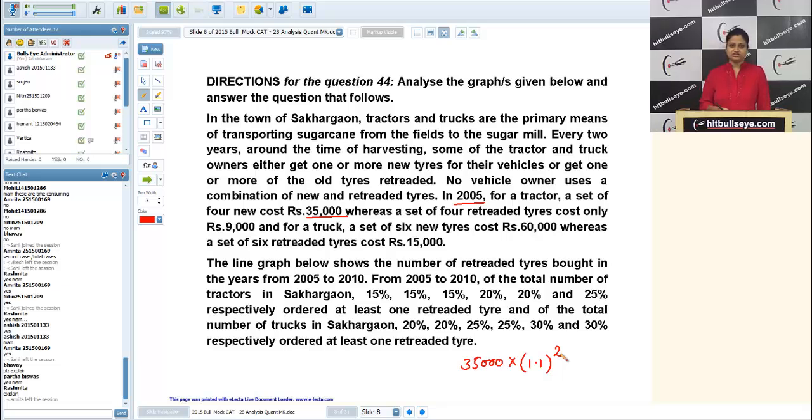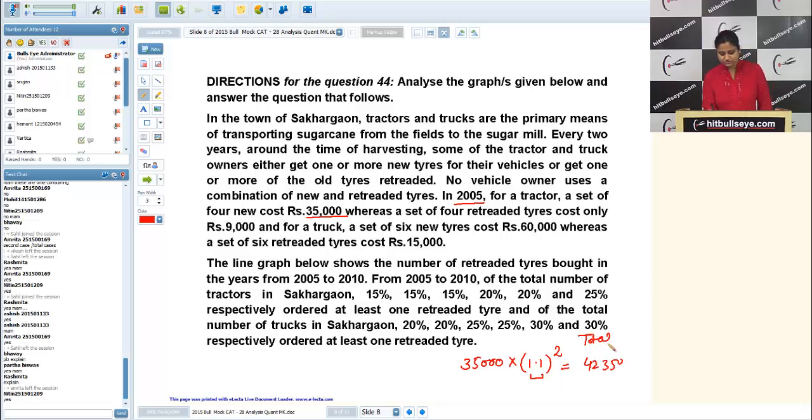Then again you will make an increase of 10%. That will be a huge process. You can use compounding only: 1.1 whole square. Are you okay with this? Which comes out to be 42350. That is the total cost in 2007.